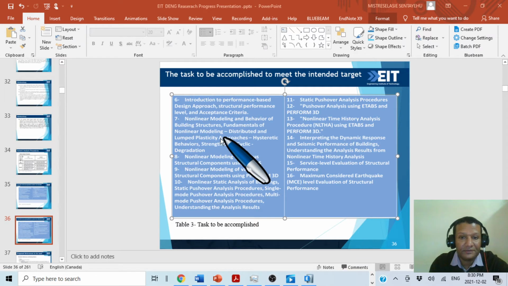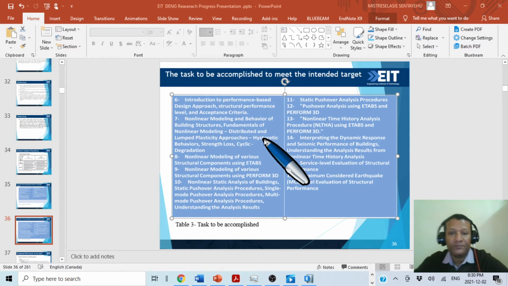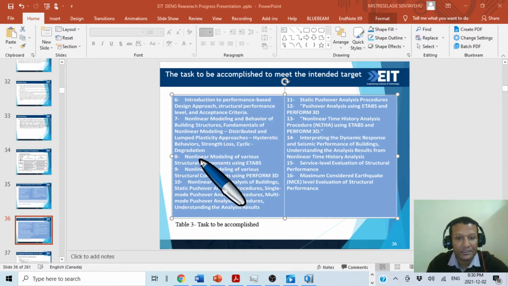We have 3 levels. Okay, nonlinear modeling and behavior of building structures, fundamentals of nonlinear modeling, distributed and lumped plastic approach. We will see also hysteretic behavior. This is very important. As I told you, the hysteretic behavior of steel and concrete we will see, and the fiber modeling approach and plastic hinge approach. These are the 2 approaches we have, and the procedures, how we will do it, the hysteresis loops, and force deformation curves, everything we will see.